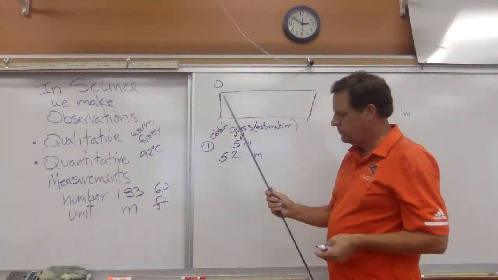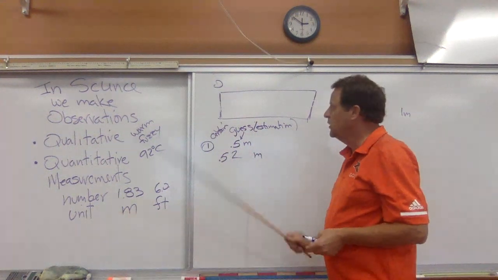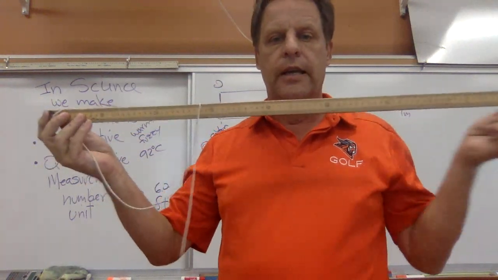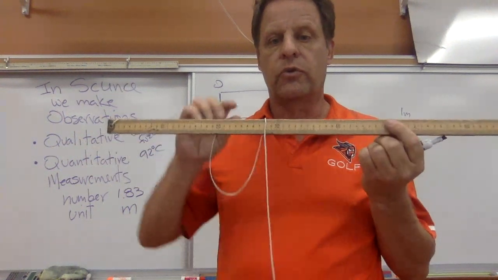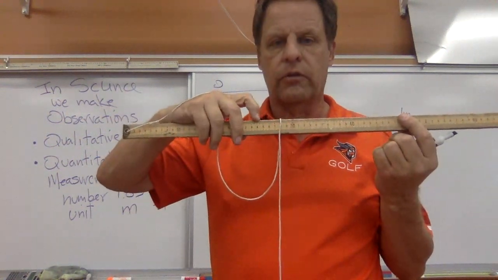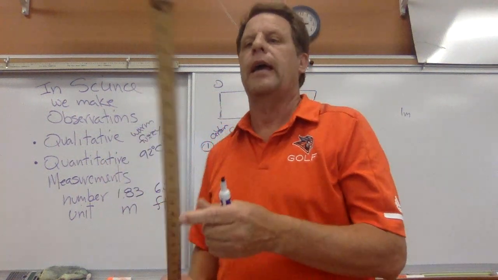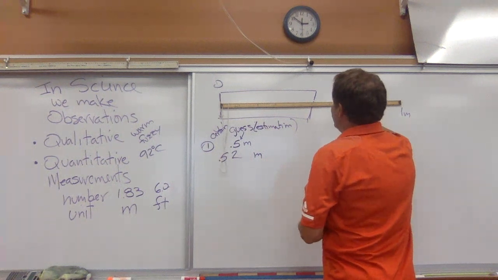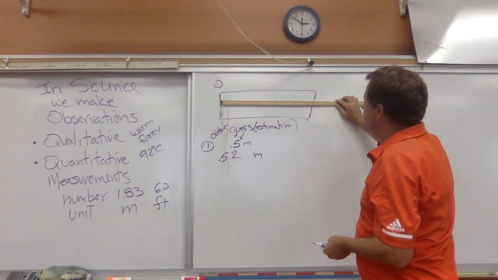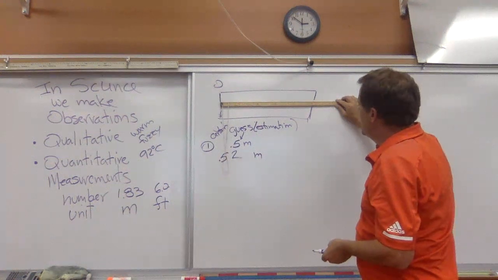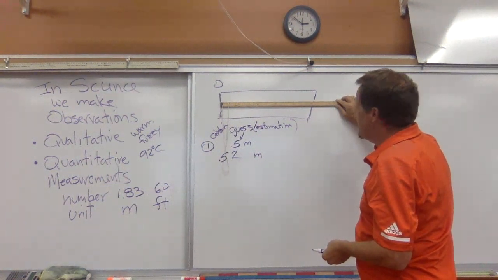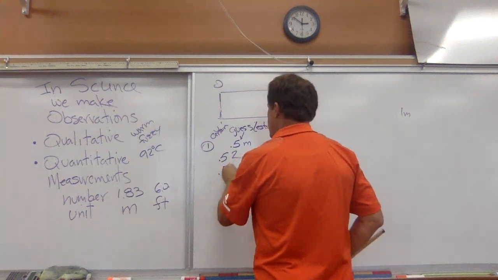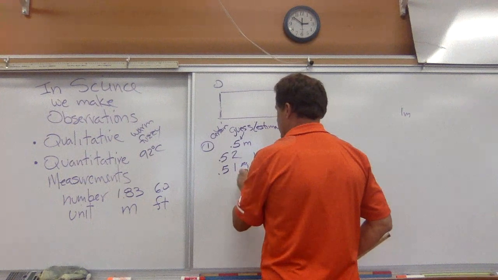So now we're going to use a meter stick that has smaller divisions. The first smaller divisions that I'm going to use are centimeters. These are numbered, and now I can see that it is 51.5. So now I'm going to say 0.515 meters.